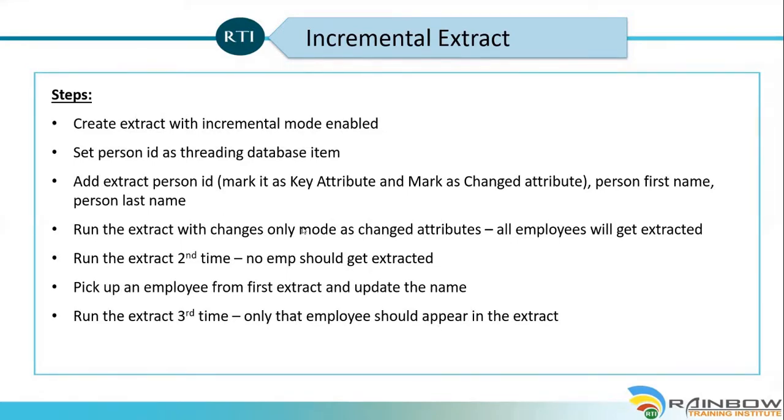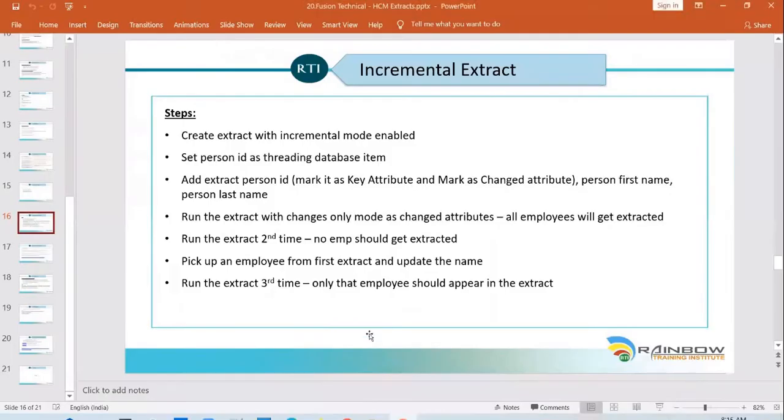We'll run the extract first with the mode as changes only, and all the employees should get extracted, and the file should be uploaded to UCM as well. Run it one more time, and you should not see any employees extracted because none of them would have been updated since the previous successful run, unless someone is working in the instance at the moment. Then we will pick up an employee, update it, and run the extract for the third time, and in the third run you should see only the employee that you have updated. Let's go ahead and execute the extract thrice.